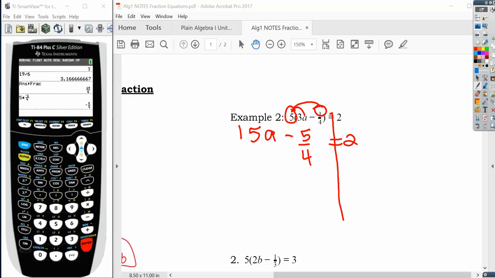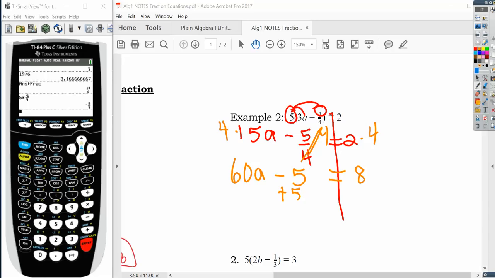So now what do I want to do? Well, I want to get rid of fractions. How do I get rid of fractions? Well, I'm going to multiply everything in this problem by 4. So 15a times 4, well, that's 60a. And over here, my 4's cancel out, I'm left with minus 5. And 2 times 4 is 8. So now I'm just going to go back and solve it.